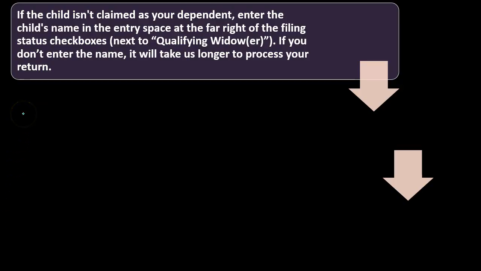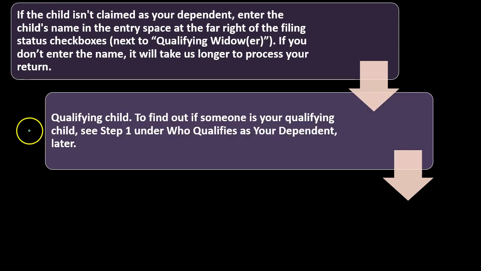So if the child isn't claimed as your dependent, enter the child's name in the entry space at the far right of the filing status checkbox next to qualified widow, widower. If you don't enter the name, it will take longer to process your return.